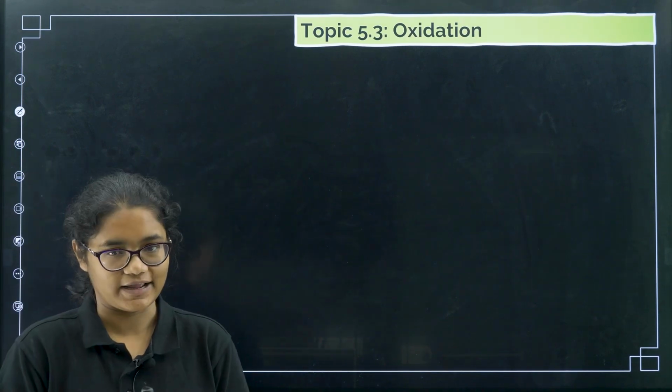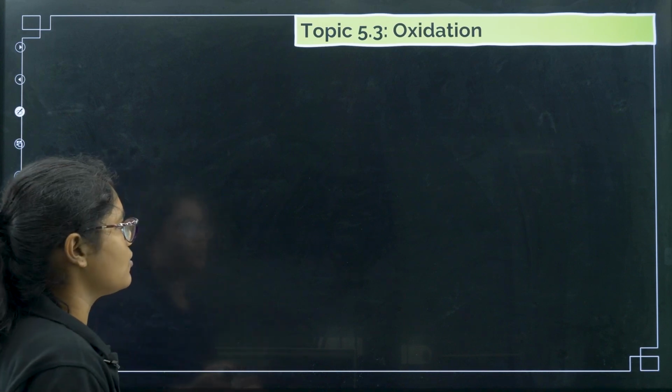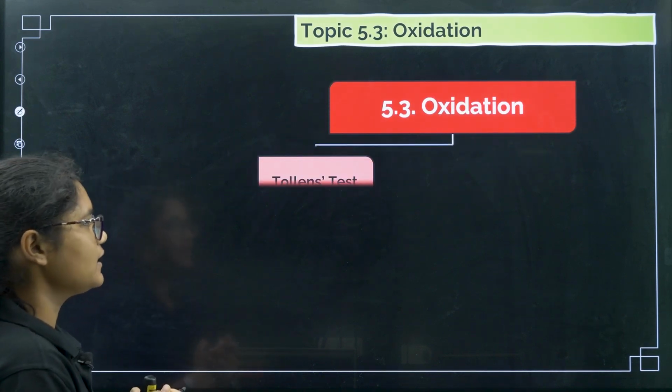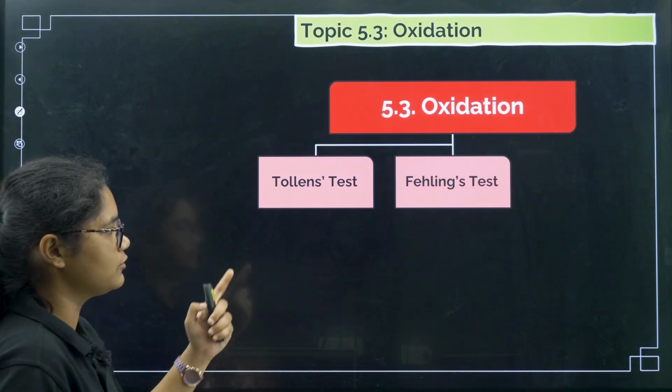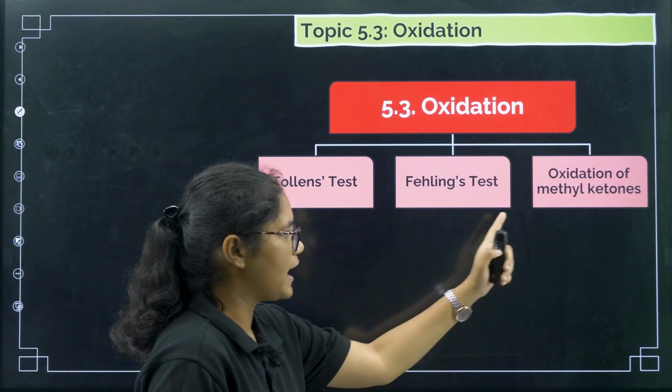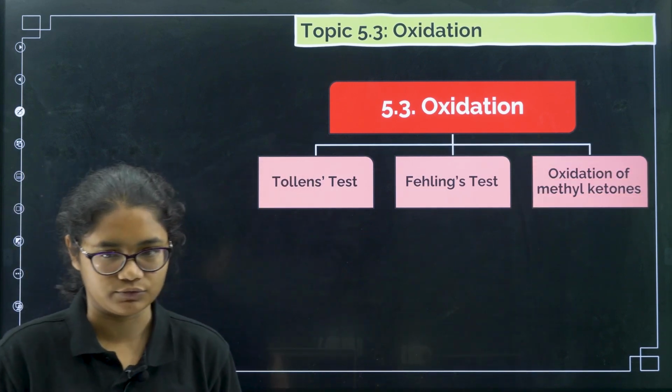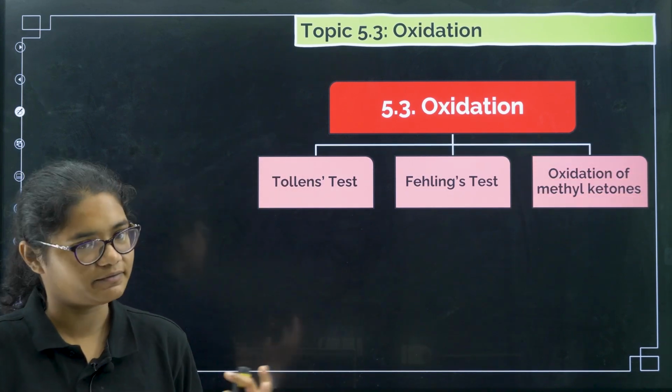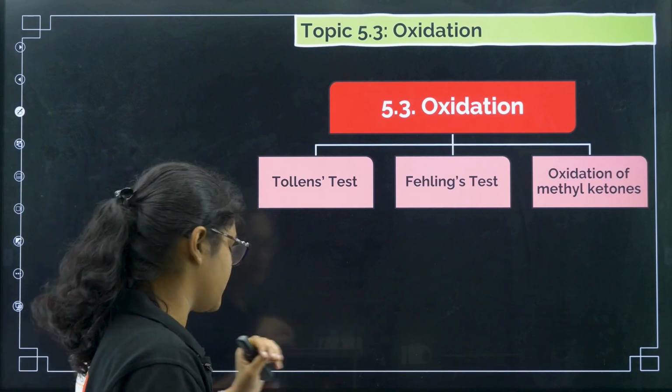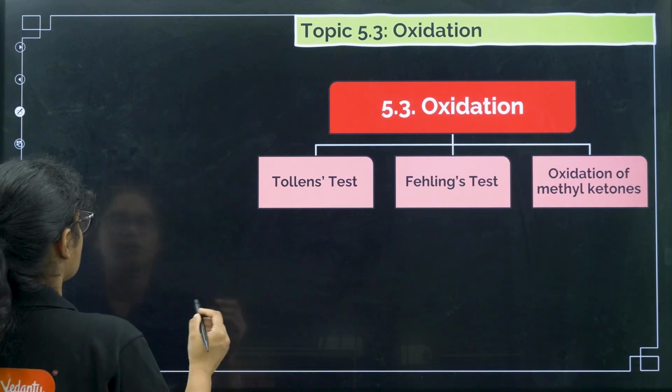Okay, now we'll go to the third reactions, that is oxidation reactions. Under oxidation reactions, as you have seen, we have three reactions now: Tollens' test, Fehling's test, and oxidation of methyl ketones. All these things we will discuss. Apart from that, there is something I want to talk about: oxidation.